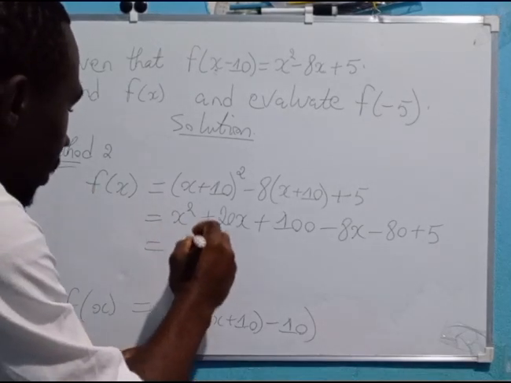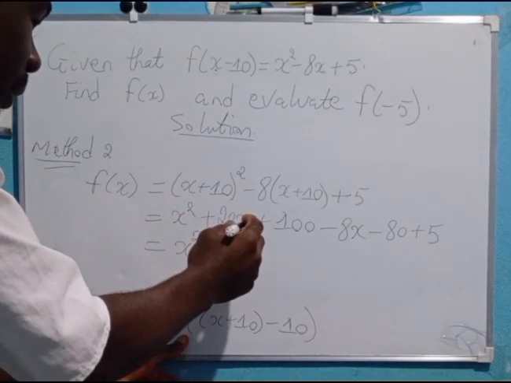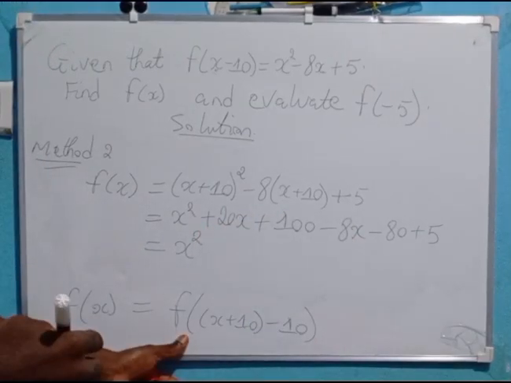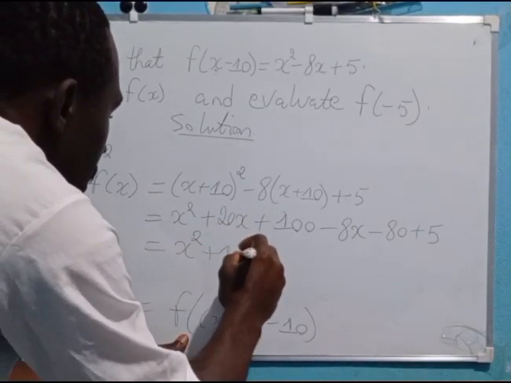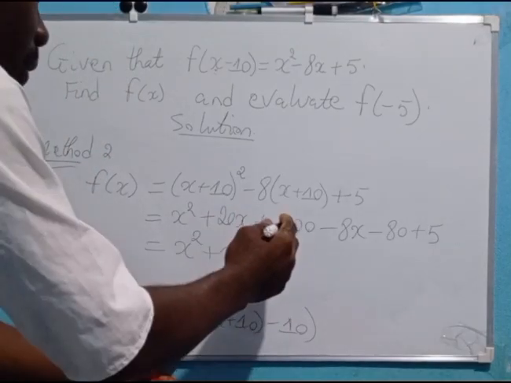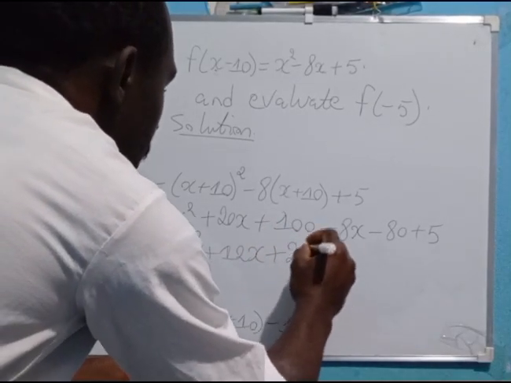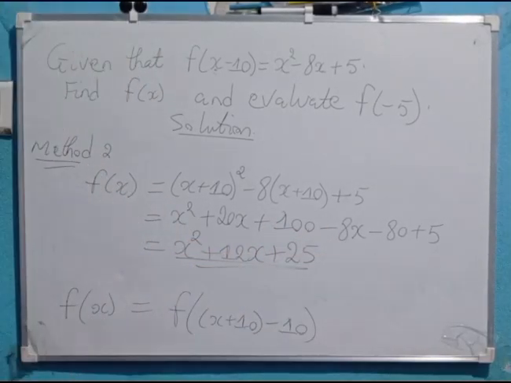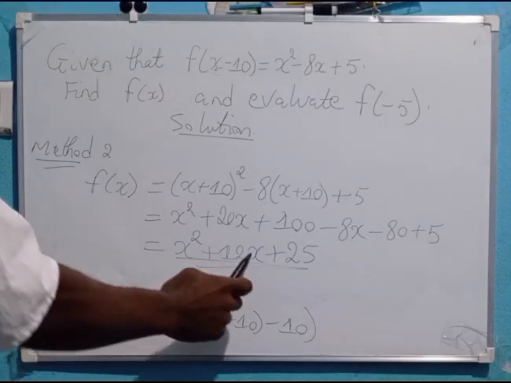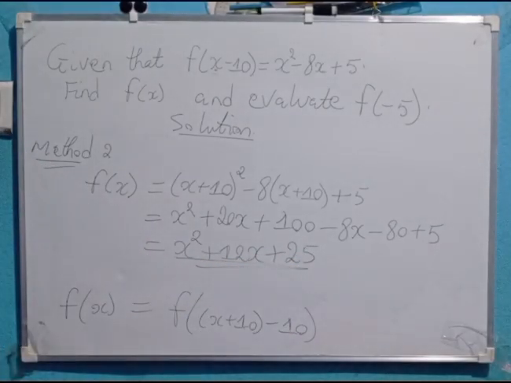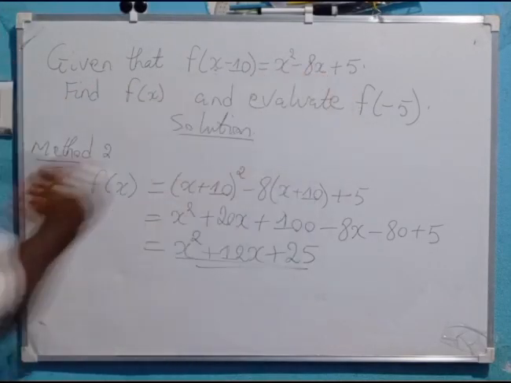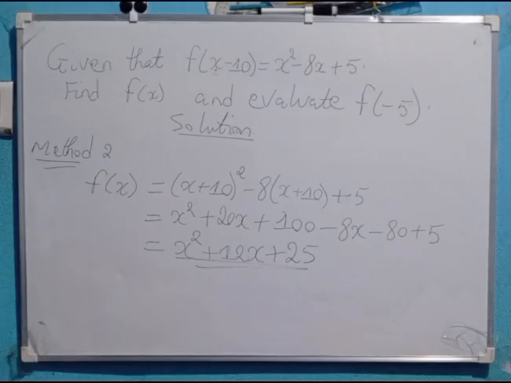This will be equal to x squared. 20x minus 8x gives us plus 12x. 100 minus 80 gives us 20 plus 5 plus 25. This is our f of x, which is x squared plus 12x plus 25. You will see the result is the same with what we had above. Now we have to find f of negative 5. We are going to find f of negative 5 by making use of this function. It is very easy.